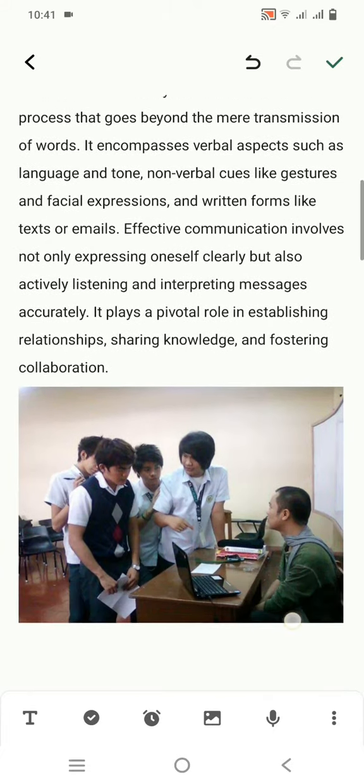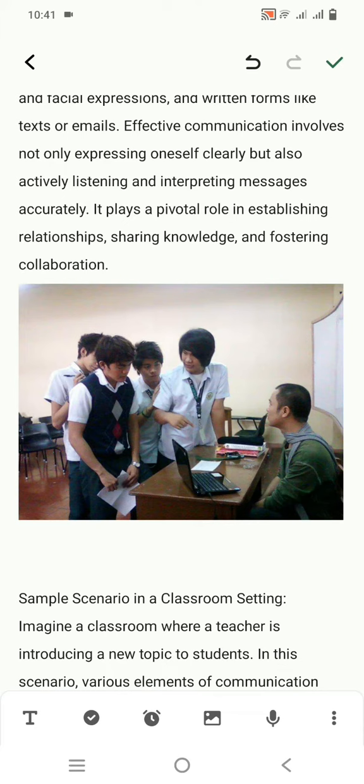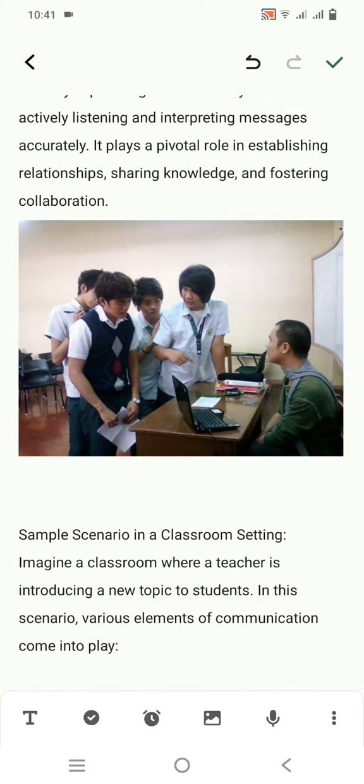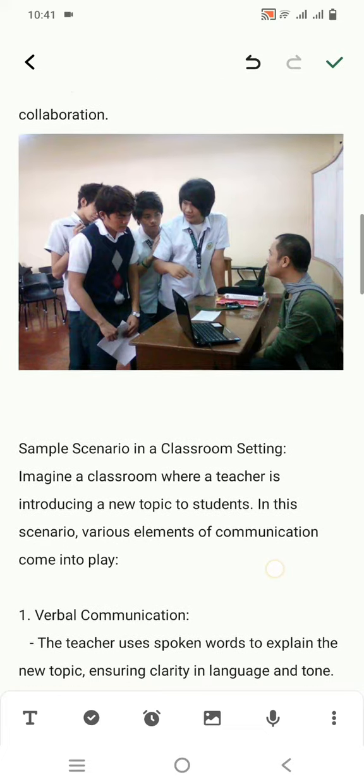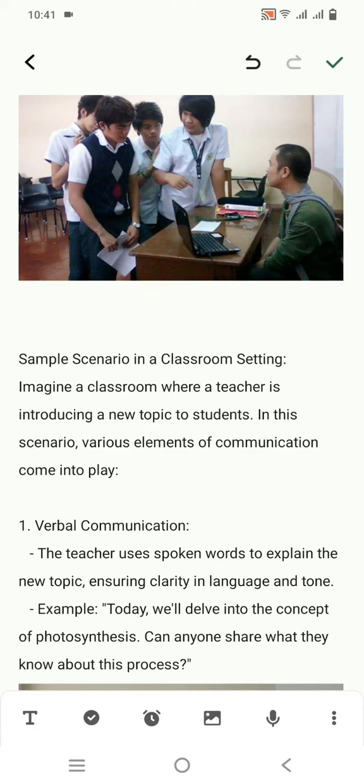Now, I am going to give you a sample scenario in a classroom setting. Imagine a classroom where a teacher is introducing a new topic to students. In this scenario, various elements of communication come into play. Verbal communication. The teacher uses spoken words to explain the new topic, ensuring clarity in language and tone. Example of the verbal statement: "Today, we'll delve into the concept of photosynthesis. Can anyone share what you know about this process?"